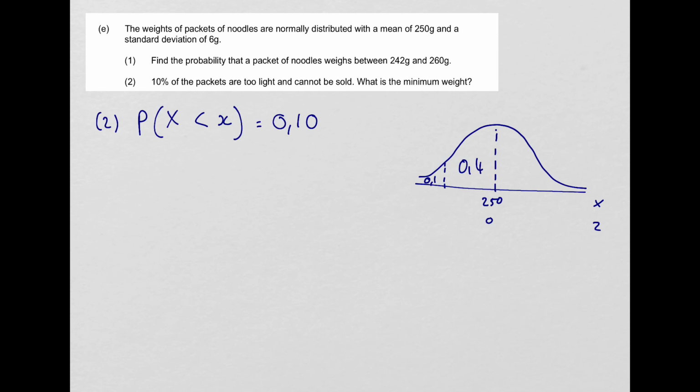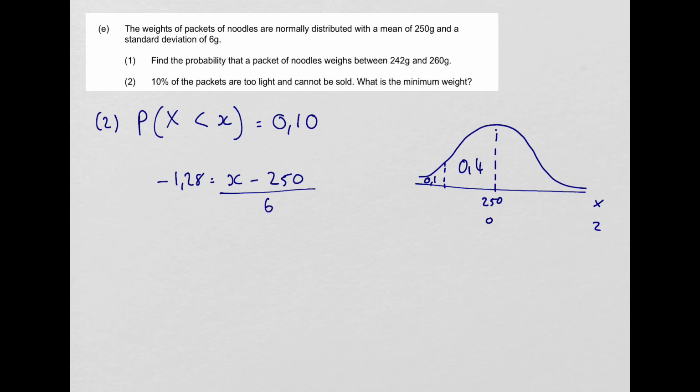Okay, and remember, it's got to be negative because we're to the left of the mean. So look for 0,4 on your distribution table, and we get 1,28. Okay, so we know that's then got to be negative 1,28, which is equal to our value that we're looking for, x minus the mean 250, over the standard deviation, which is 6.